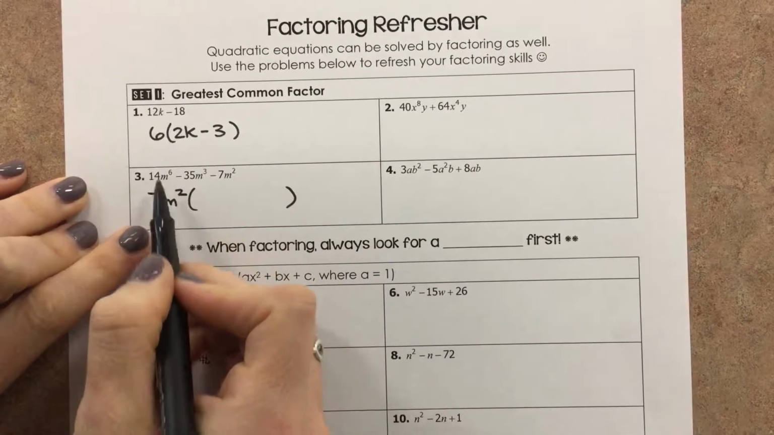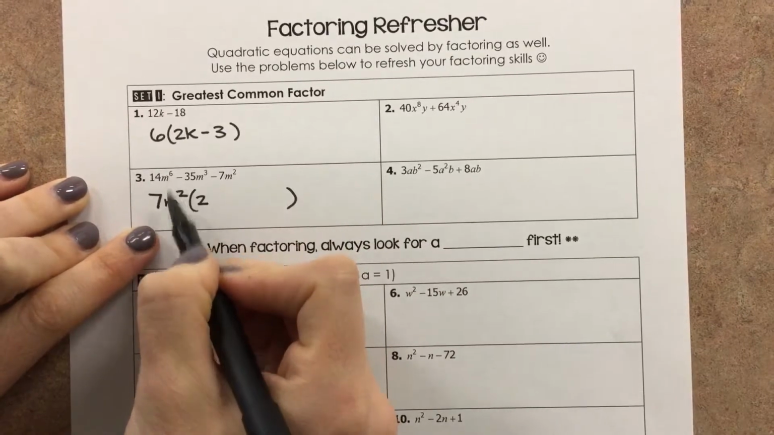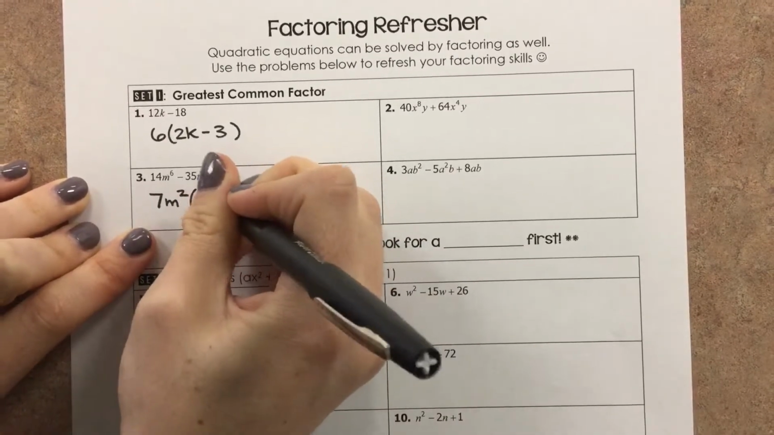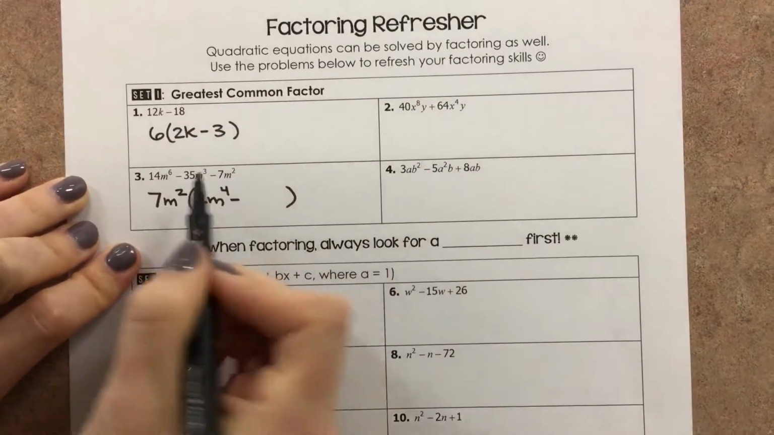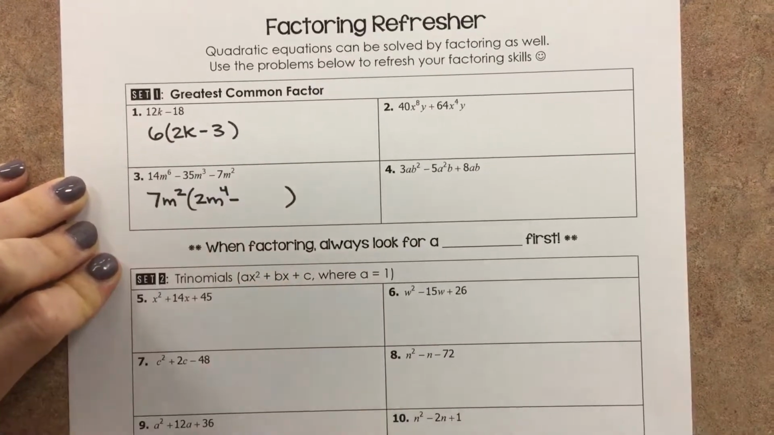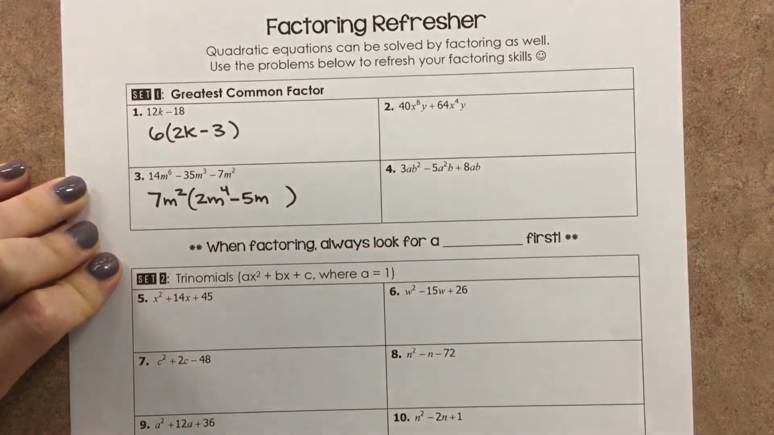So if I divide out a 7 from 14, I have 2. And if I divide out an M squared from 6 copies, I am left with 4. So that would be M to the 4th. Then minus the next one, 35. If I take out a 7, I'm left with 5. 3 copies of M, divide out 2, I'm left with just a single copy.